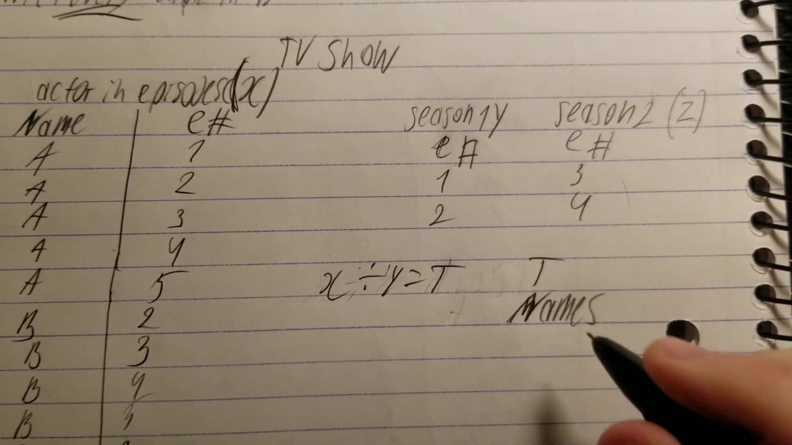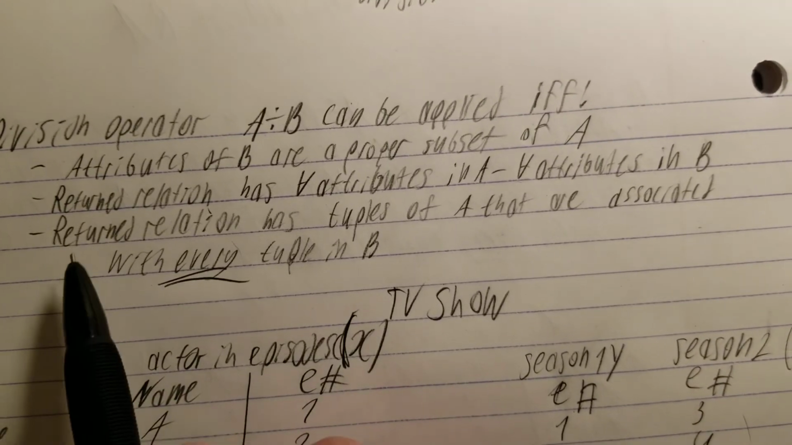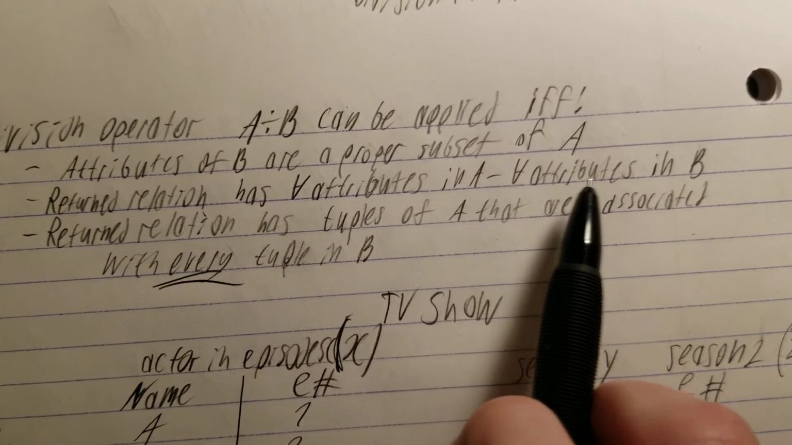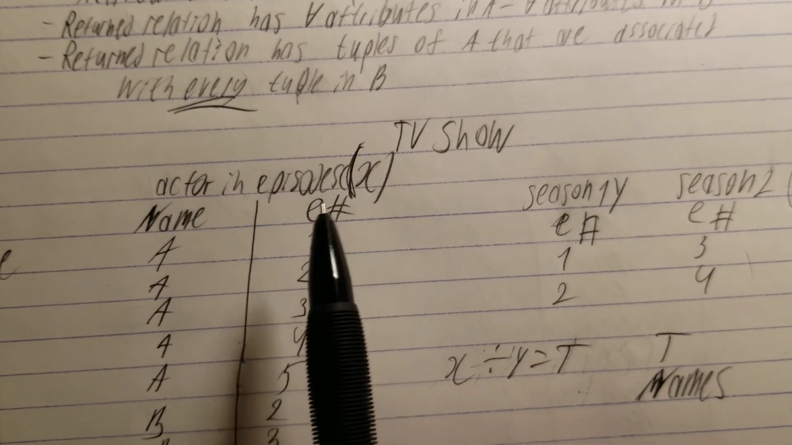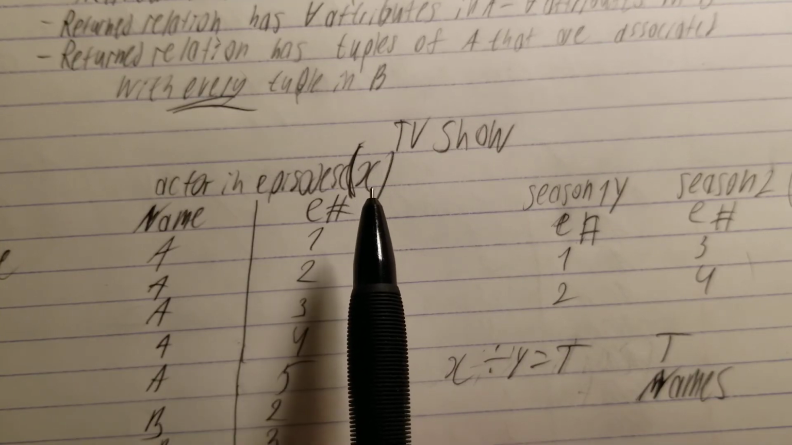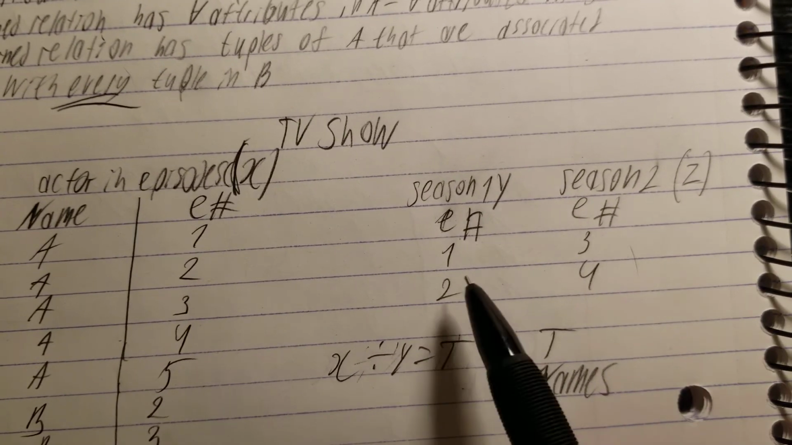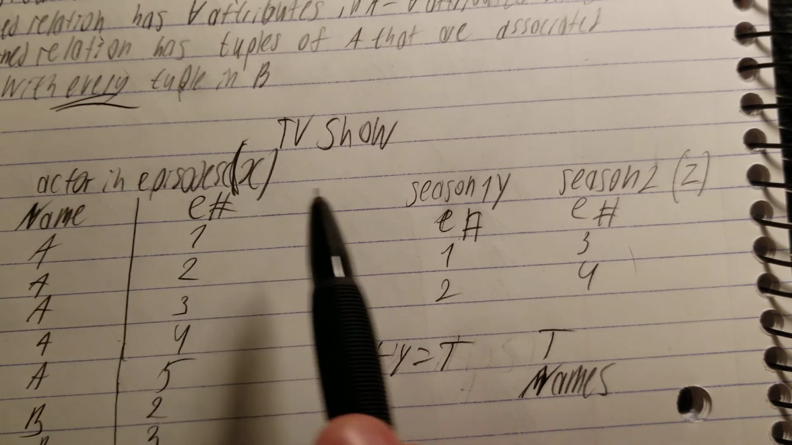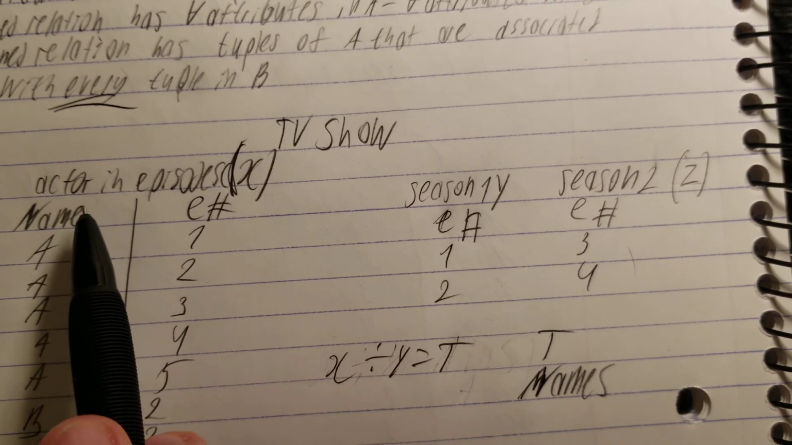And the reason we only want names and not the episode numbers is because of this. Returned relation has all attributes in A minus all attributes in B. So all attributes in A, or in X in this case, are name and episode number. All attributes in B are episode number. So we're doing name and episode number minus episode number, which means we only want the name.